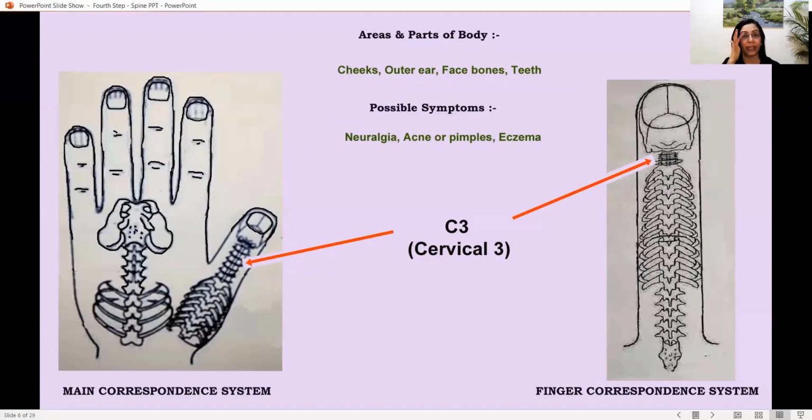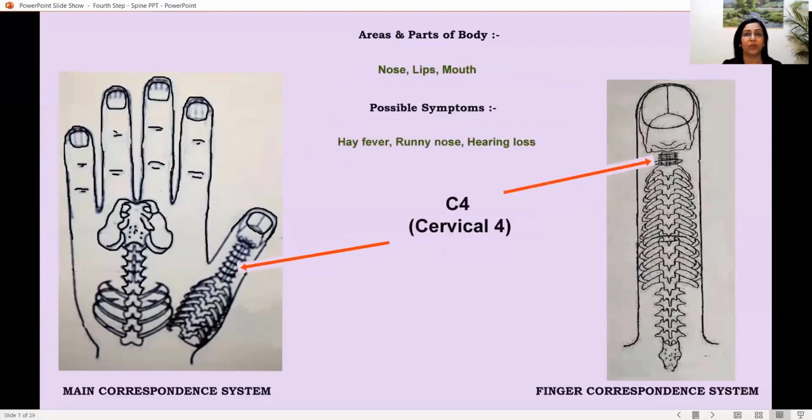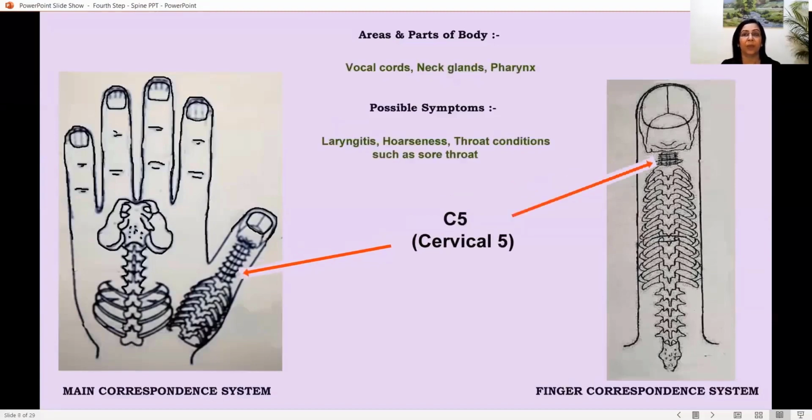Now, C3 has to be treated when there is a problem in your cheeks or your outer ear or face bones or teeth. Possible symptoms being maybe if you have a neuralgia or acne or pimples on your cheeks or eczema on the skin, some such issue. C4, if there is a problem with your nose, lips or mouth, and the possible symptoms could be a number of them like hay fever, runny nose, hearing loss, cracking lips, or any such thing that you might face.